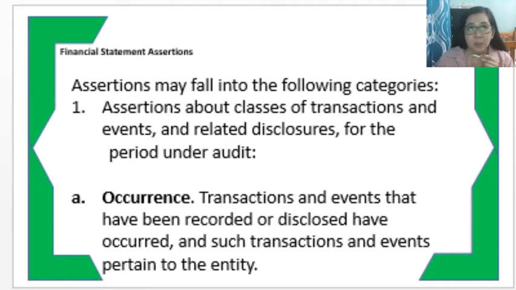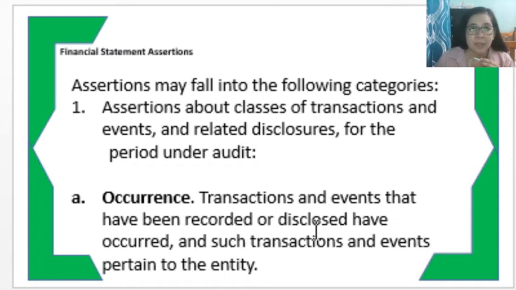So the assertions may fall into these following categories. The first is about the assertions about the classes of transactions and events and related disclosures for the period under audit. So here, this is focused on the transactions and events that should have been recorded and its related disclosures. Okay, so for this type of assertions, we have first occurrence.